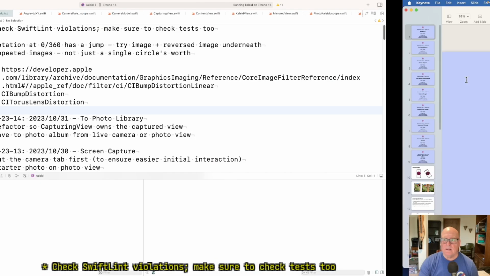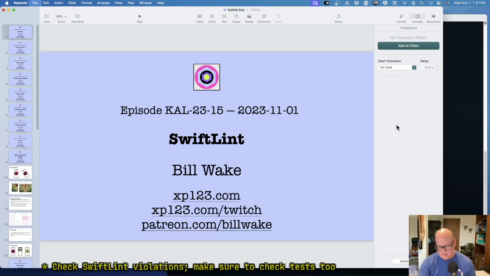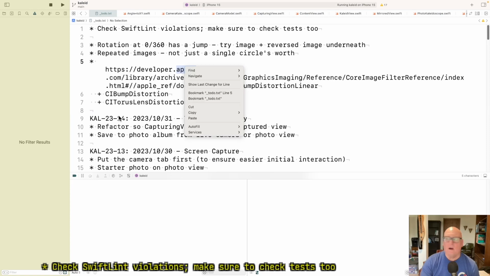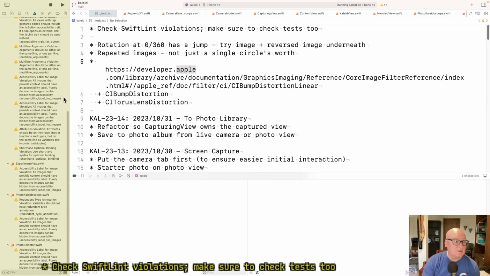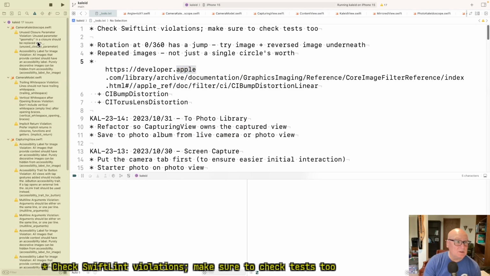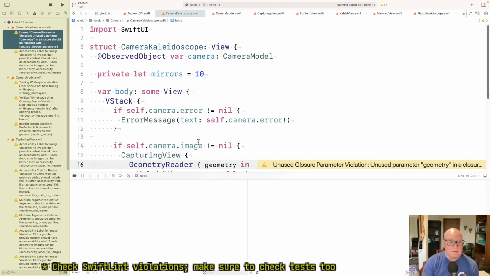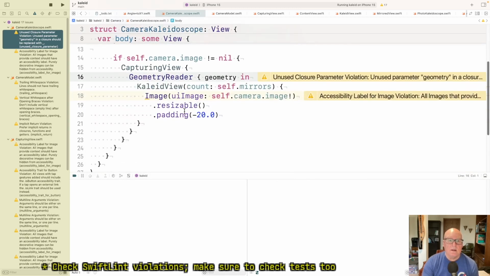All right, let's save this. Okay, so what we did yesterday, we got the SwiftLint running, but there's a number of errors. Accessibility labels, okay, I can kind of buy that. This one, I don't think we need Geometry Reader anymore. So let's take that out here.